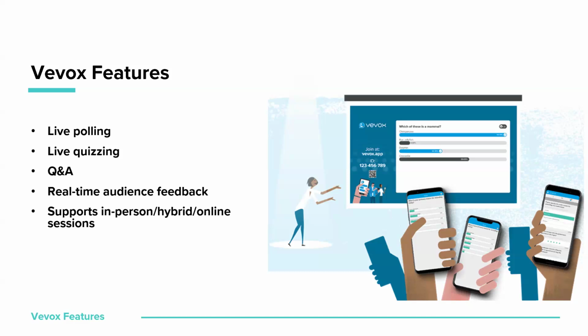Then it works for hybrid as well, where you could be doing that, but also sharing over Zoom or Teams or whatever you're using, and people could then join similarly by using the QR code, or you can also send them a direct link. So that's handy if you're doing an online session.